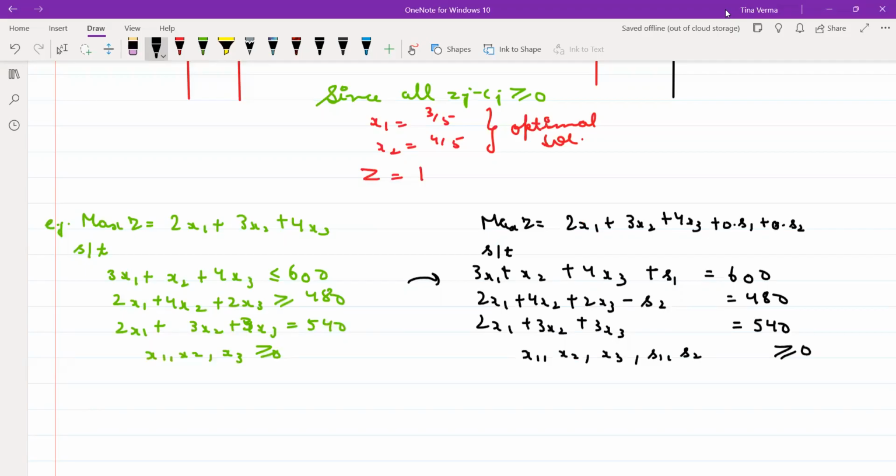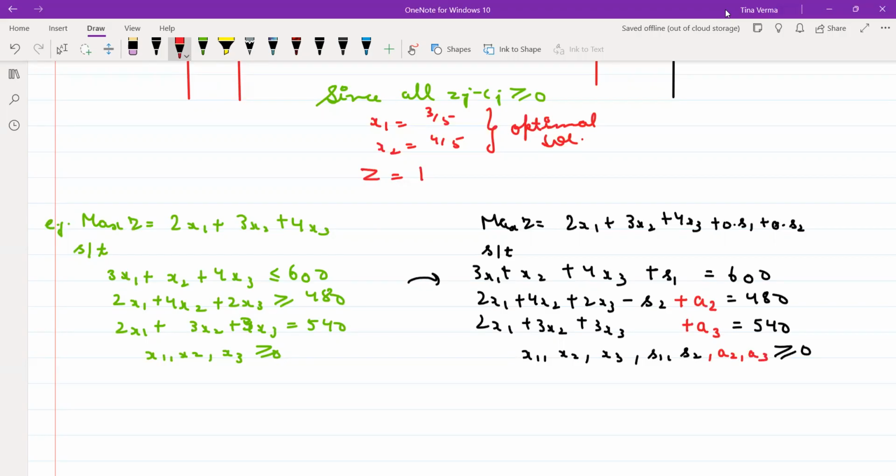Now if I have to start my big M method, what I have to do, where I have added surplus variable, that means subtracted, I have to add your artificial variable. Since I am adding it in the second constraint, so I am giving name A2, right? And here is also your equality constraint. So you have to add your artificial variable, and A2 and A3 will be greater than equal to 0.